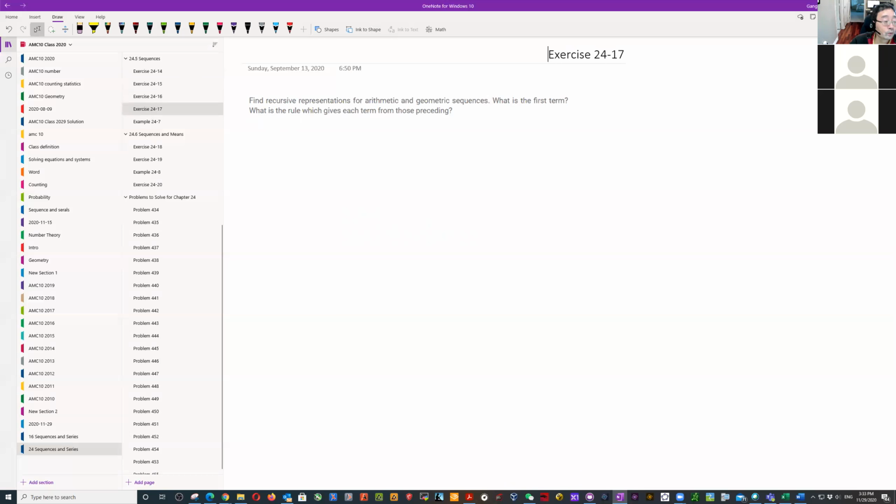And I'm also going to do a recursive representation for arithmetic. For arithmetic, for example, the recursive form is that a1 is equal to a, then an is equal to a(n-1) plus d. So this is the recursive form. And you can try to do it for the geometric, it's very simple.